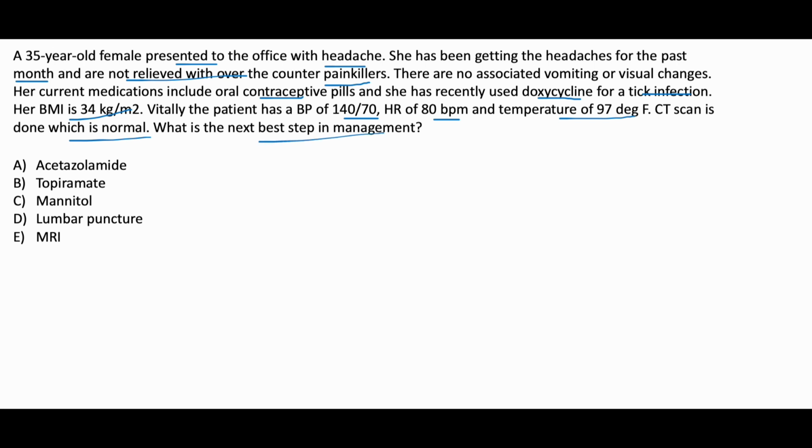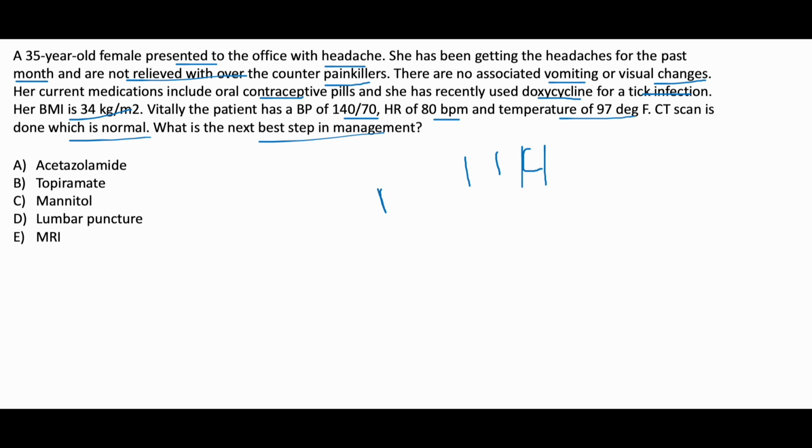So now this patient has something called idiopathic intracranial hypertension. Another name for this is pseudotumor cerebri. So this patient has no vomiting and no visual changes. Visual changes occur with idiopathic intracranial hypertension if it is very severe, when it is compressing the optic nerve. Here there are no visual changes, so probably it's not very severe, but it's still idiopathic intracranial hypertension.